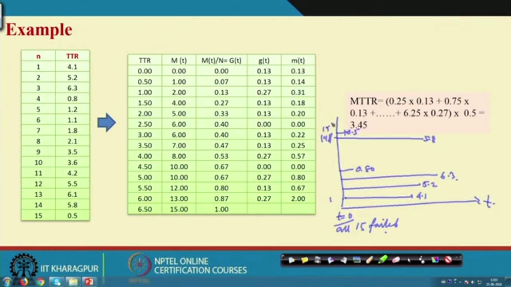Okay. Suppose you have done this experiment, 15 identical components considered, at time t equal to 0, every component goes through an identical repair process, and then you found this distribution. Now, with this data, we want to find out the G(t) value, that is, the repair distribution, repair density, and repair rate.